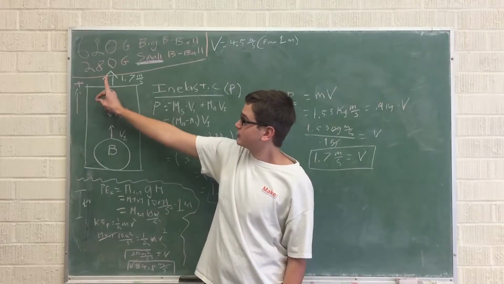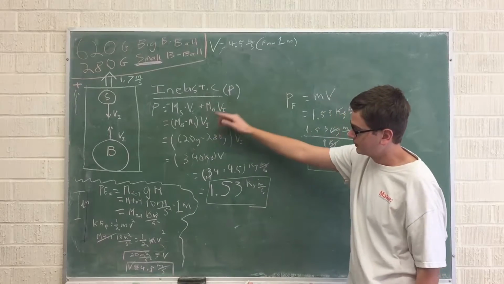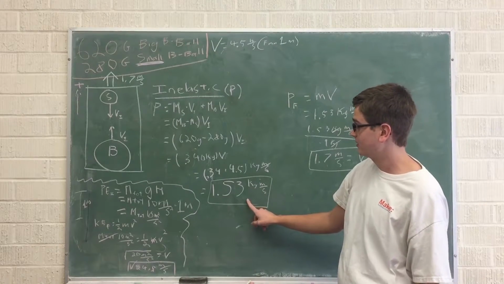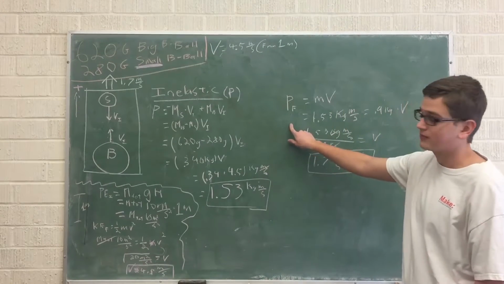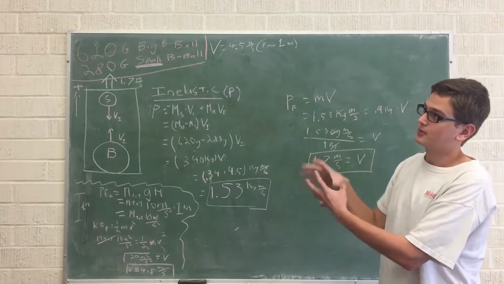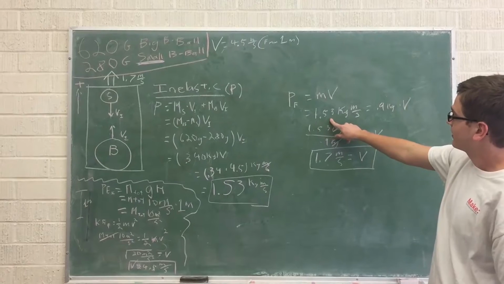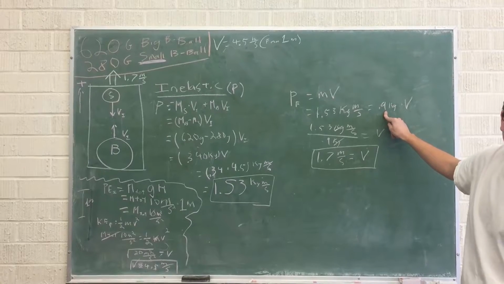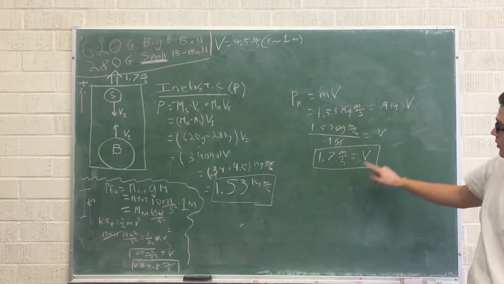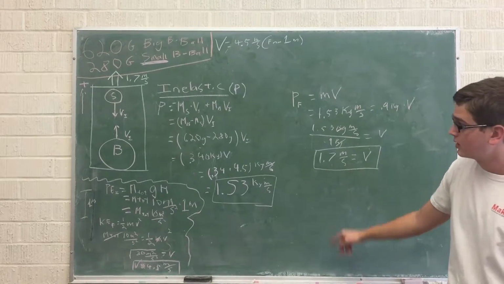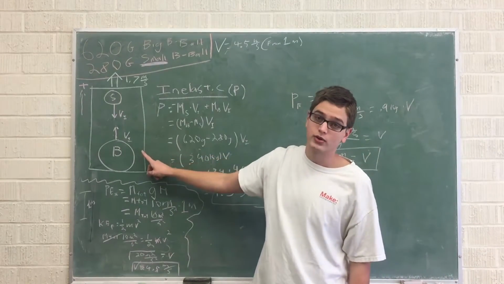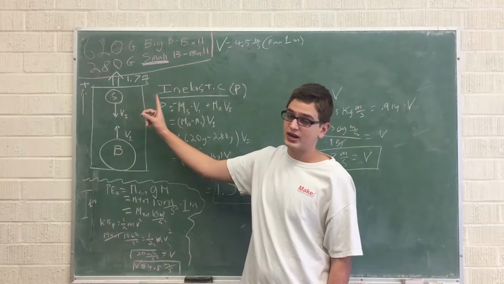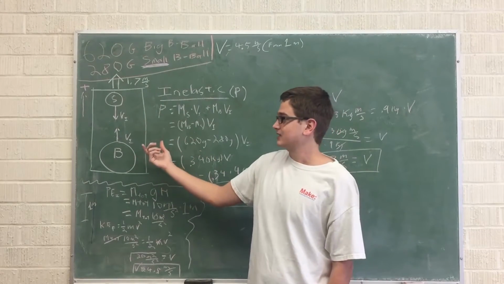I define this as my positive direction. So as we go along, we end up getting 1.53 kilogram meters per second. Then using this number, we can find what the momentum of the whole system is if it were to combine and stick together. So 1.53 kilogram meters per second now equals the total mass, which is 0.9 kilograms, times its velocity, which we find is 1.7 meters per second. So when we go over here, we're now going to say that our frame of reference is moving 1.7 meters per second in the positive direction when we do our elastic collision analysis.